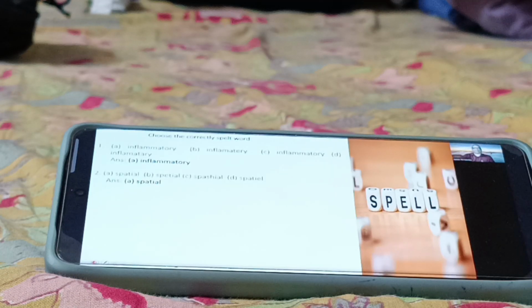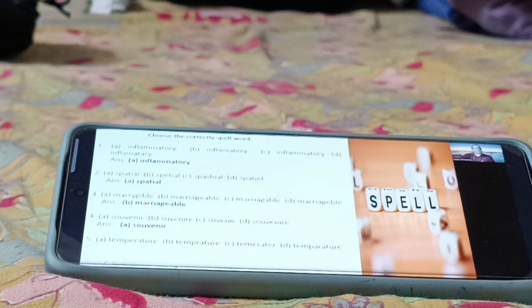Spatial, option A. Look at the third one. Marriageable, marriageable, manageable. When you spell, the pronunciation nearly sounds the same, but look at the spellings. Which as per you is the correct option? Option B. Okay. Manageable. Let's look at the fourth one. Souvenir, souvenir, or souvenir. Yeah, correct. Option A. Souvenir.